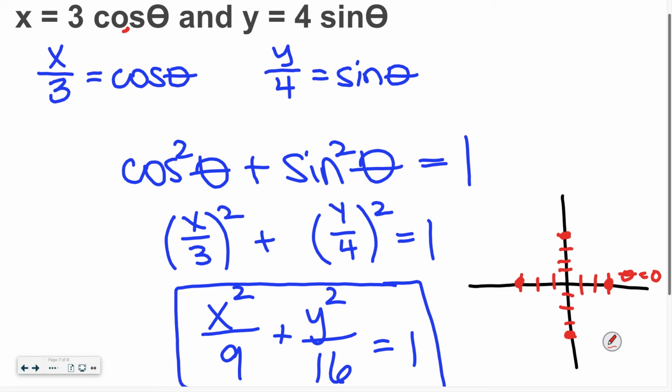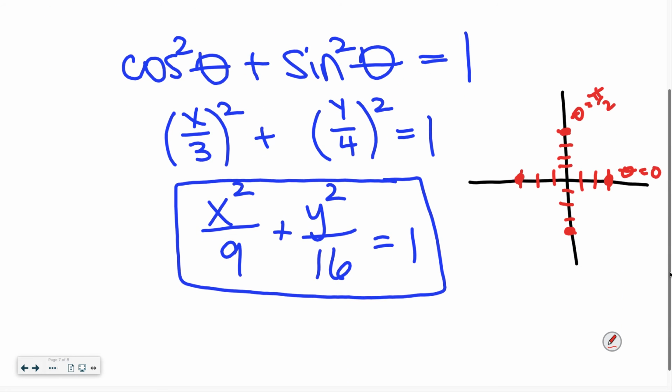Theta equals 0. If I plug in a nice one like pi over 2, what does that make x? So 0, right? If we plug in pi over 2 here, what do we get? 4. So 0, 4, oh, that's right here. So our orientation would be that.